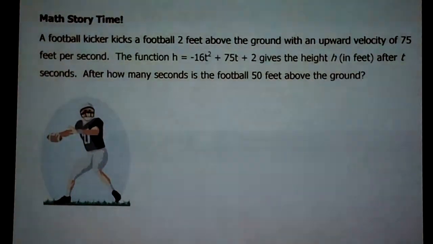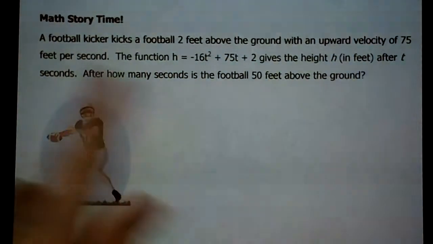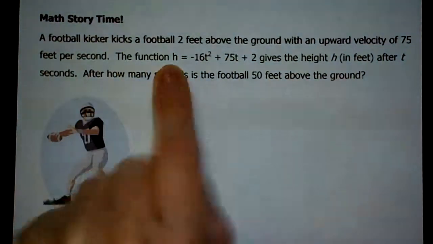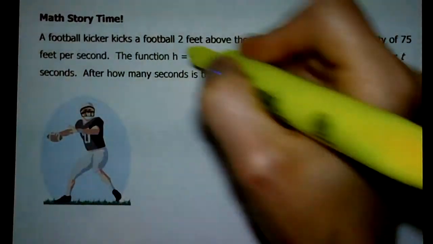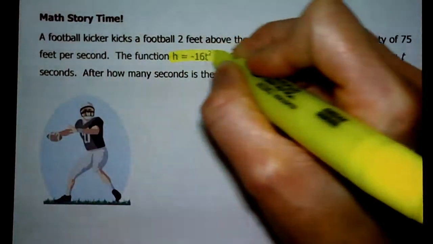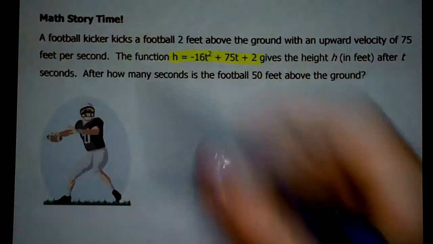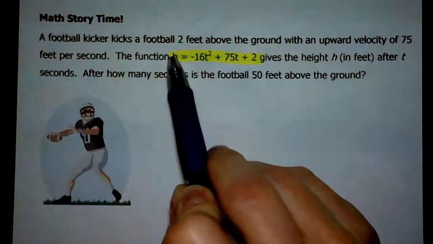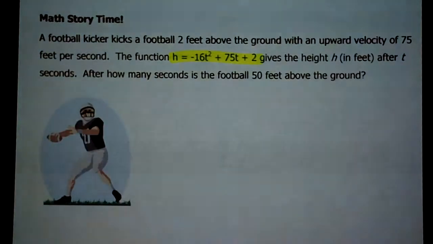So it tells you that the football kicker kicks the football 2 feet above the ground with an upward velocity of 75 feet per second. And then it tells you the equation that represents it. So you don't need that whole first sentence, because the whole first sentence is how that equation was generated. And you don't have to generate the equation. Lovely. So this right here, it says gives a height in feet, and then t is time. So we know what our variables represent.